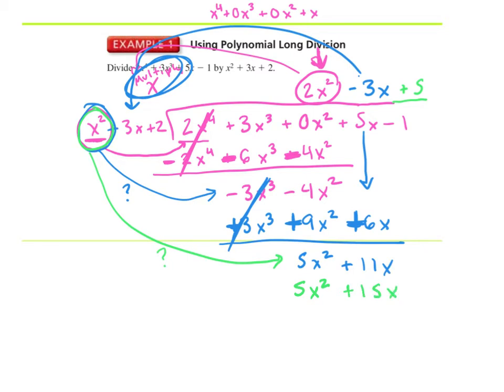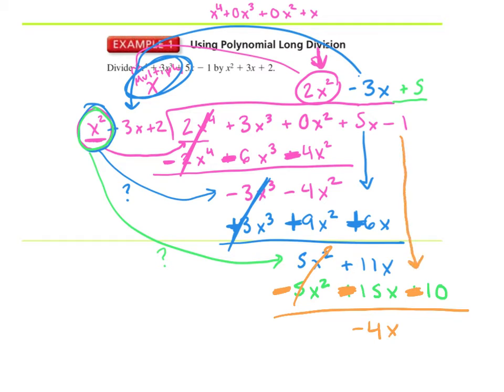15x. And then what's 5 times 2? 10. Next we have to change the signs. This becomes negative, negative, and negative. Our first terms cancel. We add the next. So what's 11x minus 15x? Negative 4x. And then we bring down this negative 1.